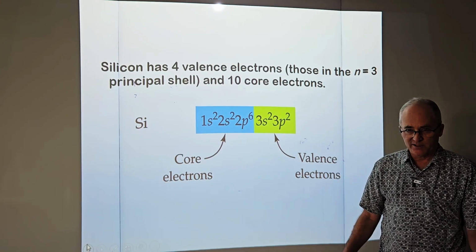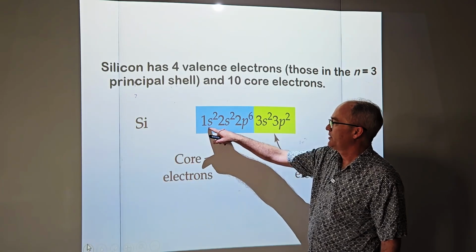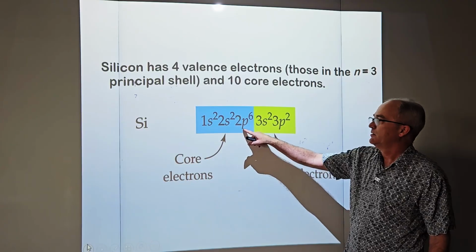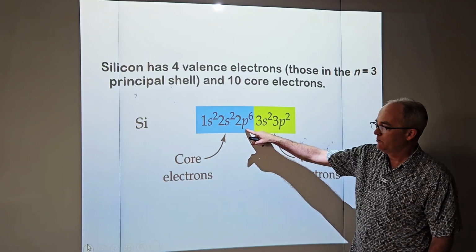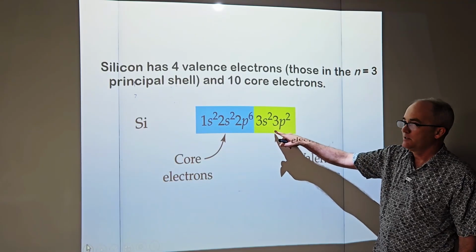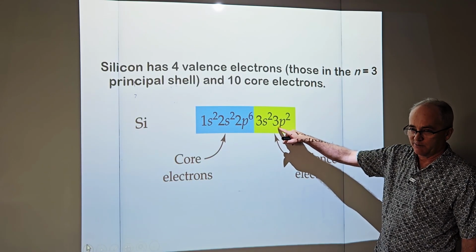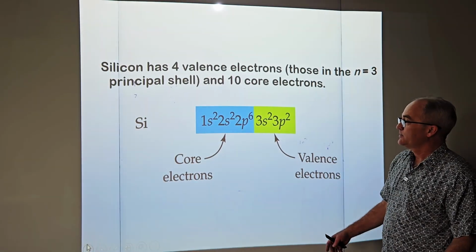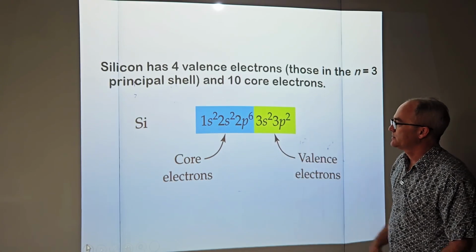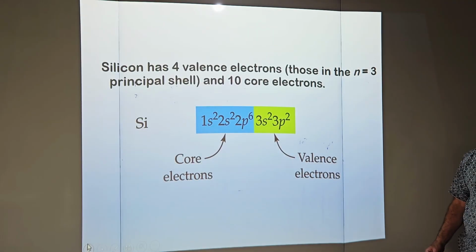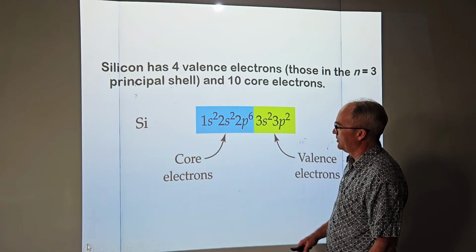Let's do the electron configuration for silicon. First row of the periodic table. Drop down. There's lithium, beryllium. Now we're cruising across: boron, carbon, nitrogen, oxygen, fluorine, neon. Drop down, and now we've got sodium, magnesium, aluminum, and silicon is right next to it, 2 into that p block. I see these 3s here. That's the highest shell, and I see 4 electrons in there. So that tells me silicon has 4 valence electrons and 10 core electrons.